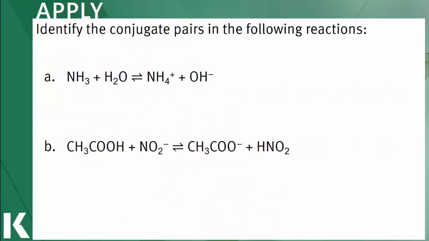Using the information we reviewed, let's identify some conjugate acid-base pairs in the two reactions. In A, we see that ammonia is reacting with water to form the ammonium ion and the hydroxide ion. Ammonia and ammonium only differ by a proton, and since ammonia is gaining a proton to form the ammonium ion, ammonia is our base and the ammonium ion is our conjugate acid.